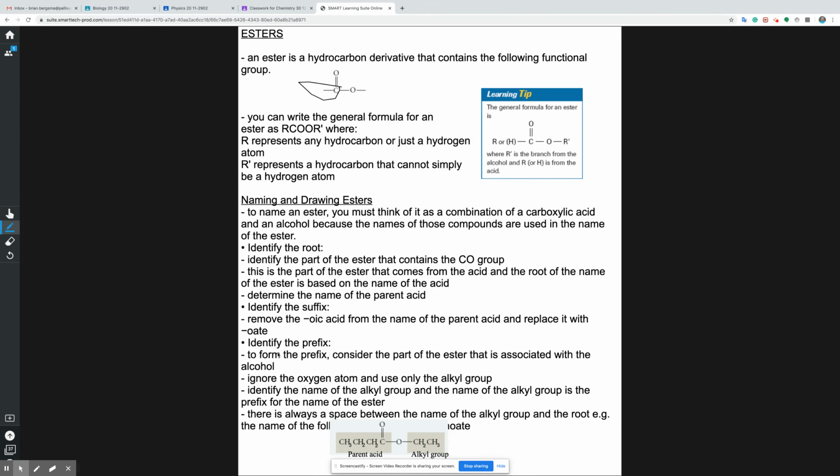And then the prefix would be the alcohol, which comes off this side, our R prime side. To form the prefix, consider the part of the ester associated with the alcohol. So ignore the oxygen atom and use only the alkyl group. Identify the name of the alkyl group, and that is the prefix for the name of the ester. There's always a space between the alkyl group and the name of the ester.